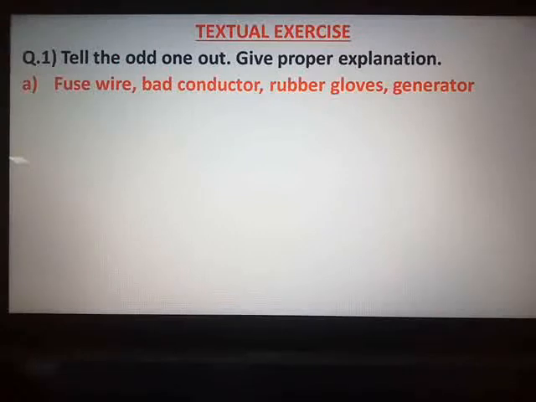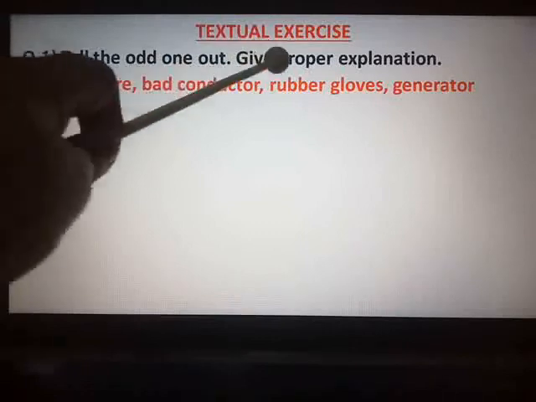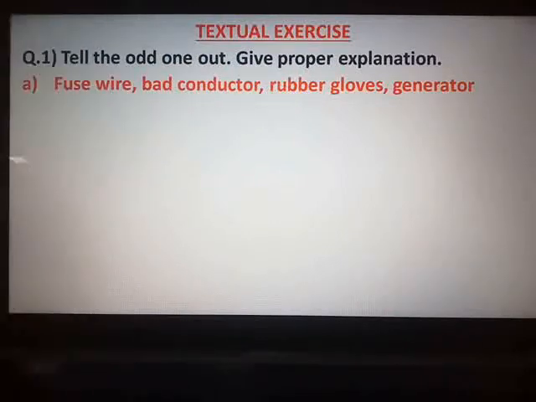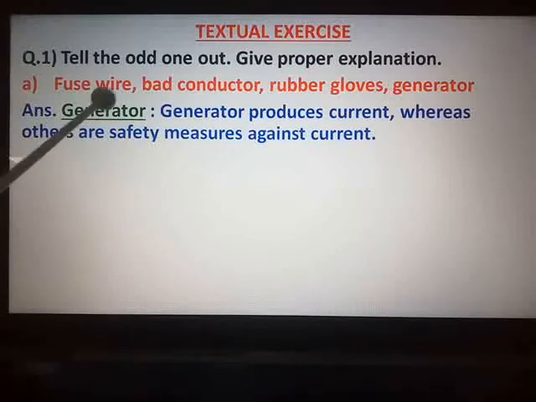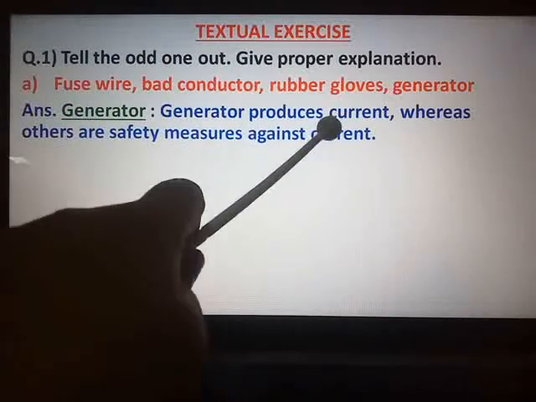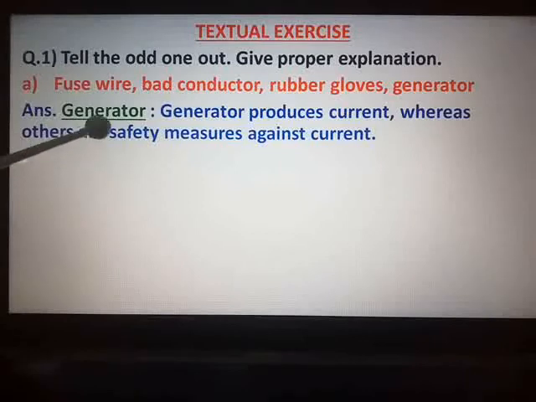Now looking at the options which are given, fuse wire, bad conductor, and rubber gloves, these three are used as safety measures to prevent electric shock or electric current, whereas generator is something which produces current. So which is the odd man out? It is generator. Generator produces current, whereas others are safety measures against current.